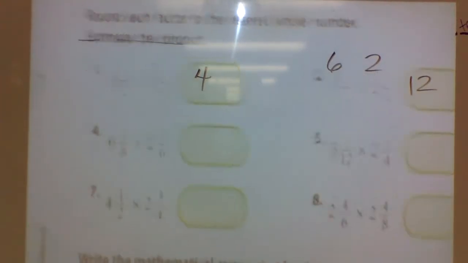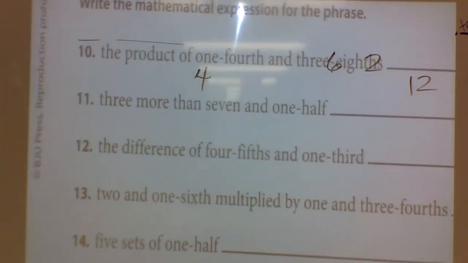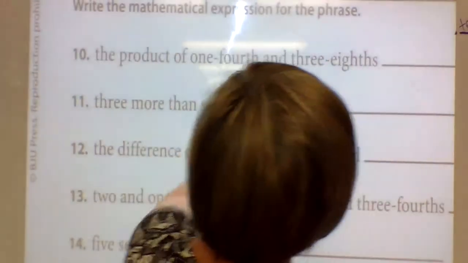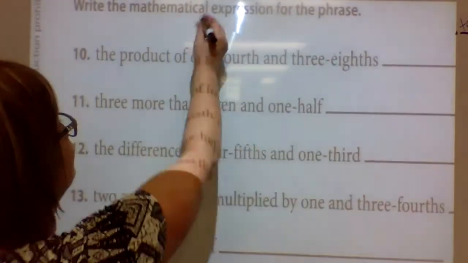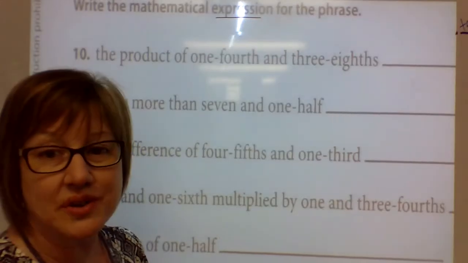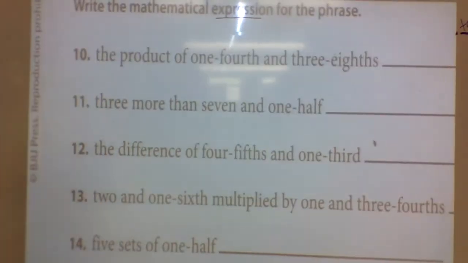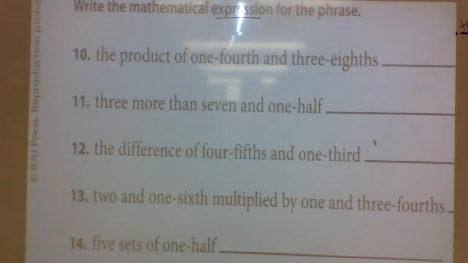Easy peasy. I think the kindergartners could probably do that, right? Then we're back to writing mathematical expressions for the phrase. And remember, an expression is not an equation. For an equation, you have to actually give the equal sign and the answer. An expression is just writing it out as a problem.